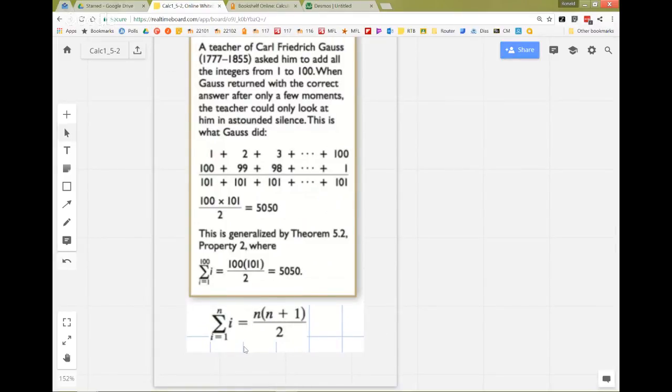When you add up numbers from 1 to n, it's equal to n times the quantity n plus 1 over 2. N being what? 100? From 1 to 100, 100 times 101 divided by 2. Anyway, this turns out to be a very important formula, one that you're going to probably have to learn. You're going to have to know that.